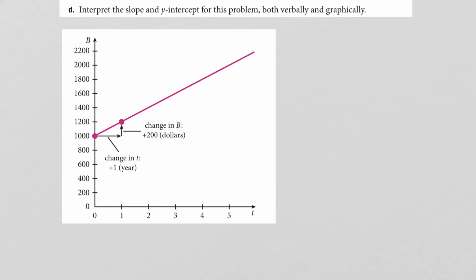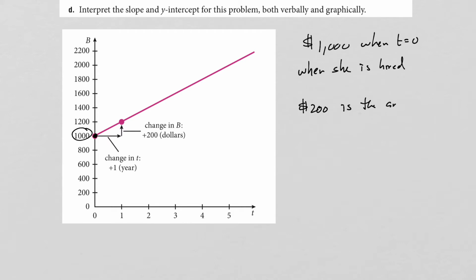Now, what does this mean? Well, the $1,000 y-intercept here means that she will get a $1,000 bonus when t equals 0. In other words, she will get a $1,000 bonus when she is hired. And then after that, she gets an increase of $200 per year. So the slope of 200 is the amount the bonus increases each year.